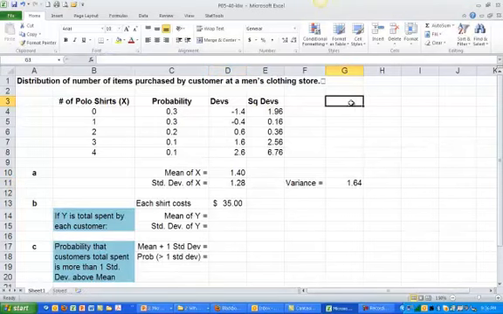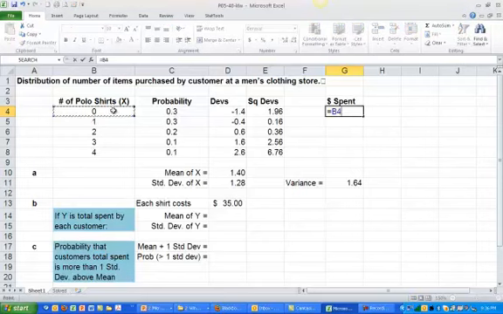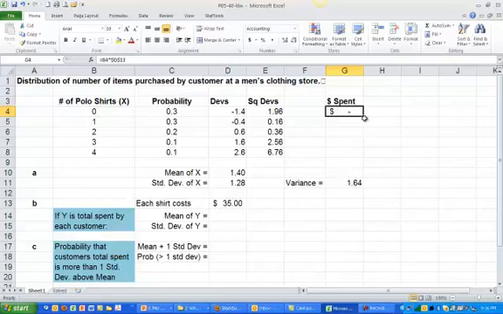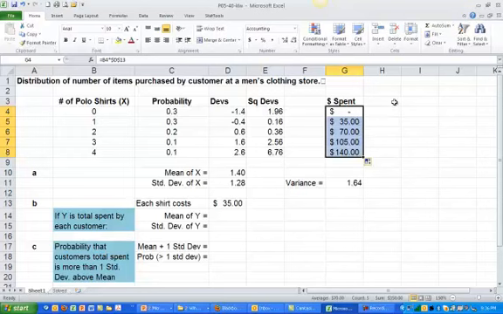So we could do it this way. We could say dollars spent, and if a customer comes in and buys 0 shirts, that dollar spent is going to equal 0 times the $35, which is the cost of a shirt. And I'm going to lock in that cell location. So I get 0, which is represented here as a dash. And then if 1 shirt is purchased, the amount spent is $35, then 70, 105, 140, etc.